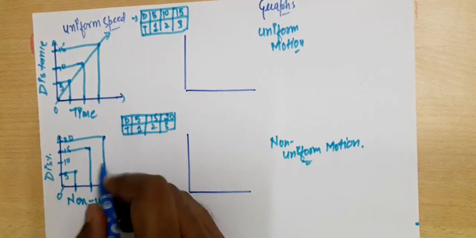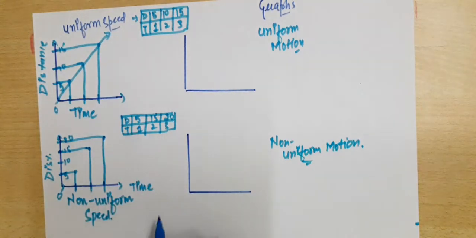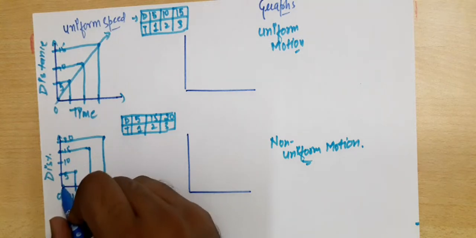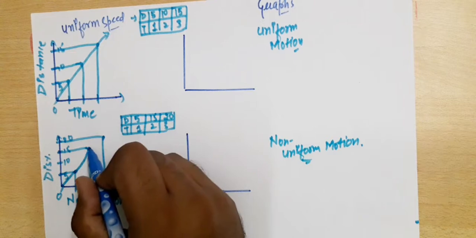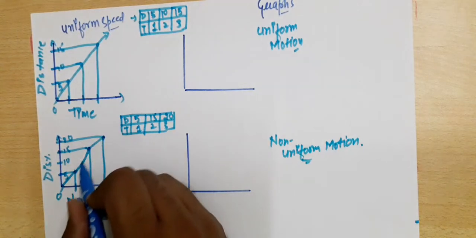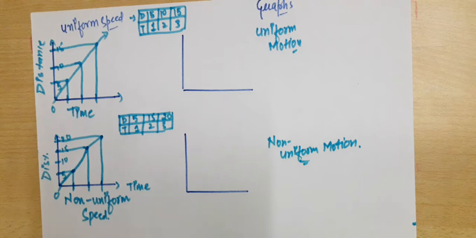So what will we observe? We will observe a certain kind of curve in it. In the case of non-uniform speed, there will never be a straight line. We'll observe that there is a curve over here. In this part there is a curve. So in the case of non-uniform speed, there will never be a straight line. There will be a curve in it.